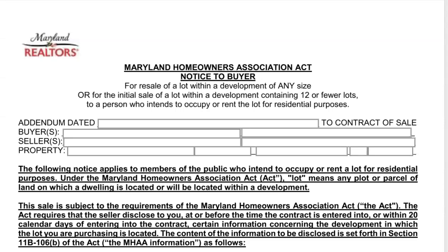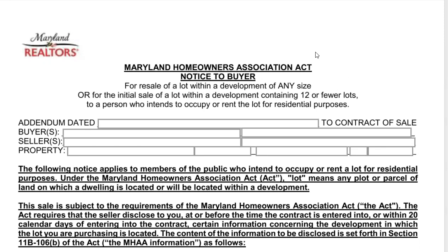When you have a homeowners association on a property, there are a couple of documents you want to make sure are included in your contract for sale. First, please note that there are several different HOA notices and associated documents in DocuSign. For the purposes of today, we are looking at the most common one, which is for resale of a lot within a development of any size.